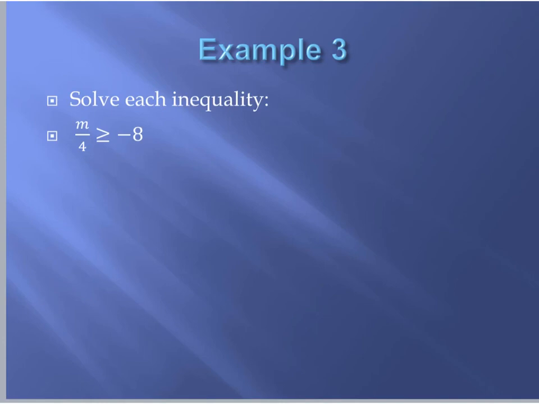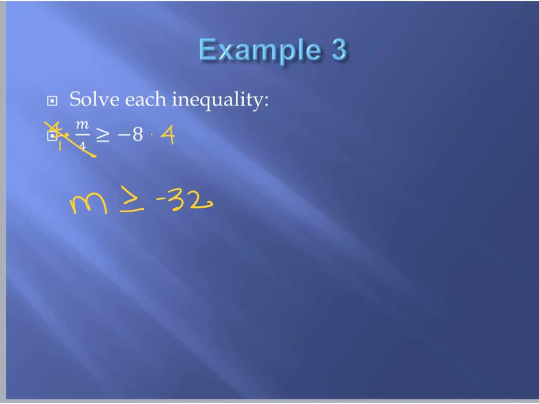For my third and final example today, we have m divided by 4 is greater than or equal to -8. So I need to get m by itself, and because m is being divided by 4, that means I'm going to multiply both sides by 4. So my 4's cancel, and I'm left with m. Now here, I am multiplying by a +4. Because I'm multiplying by a positive, my inequality symbol does not change. And then I have -8 times 4 over on the other side, which will be -32.